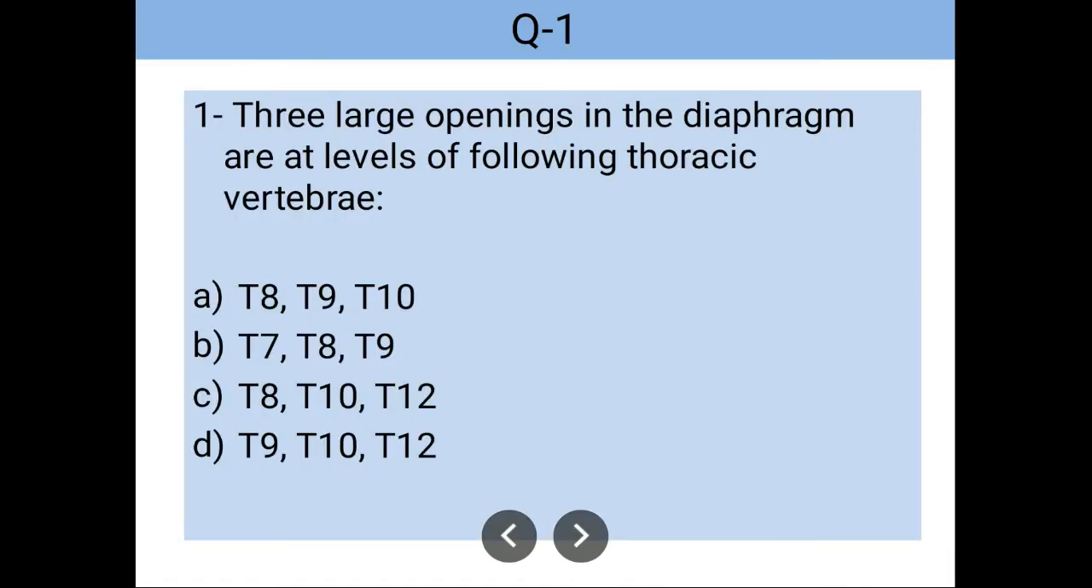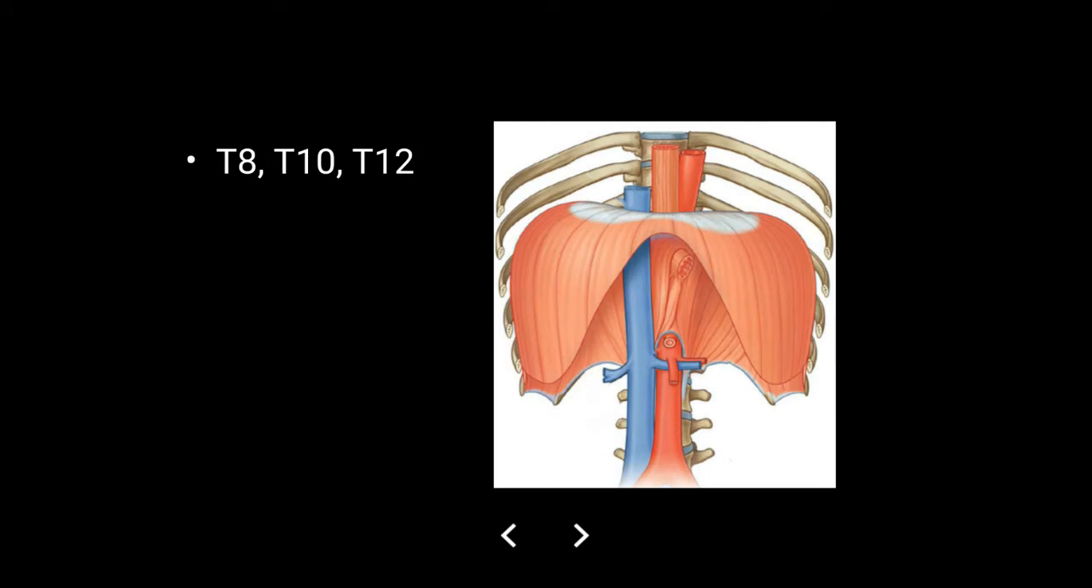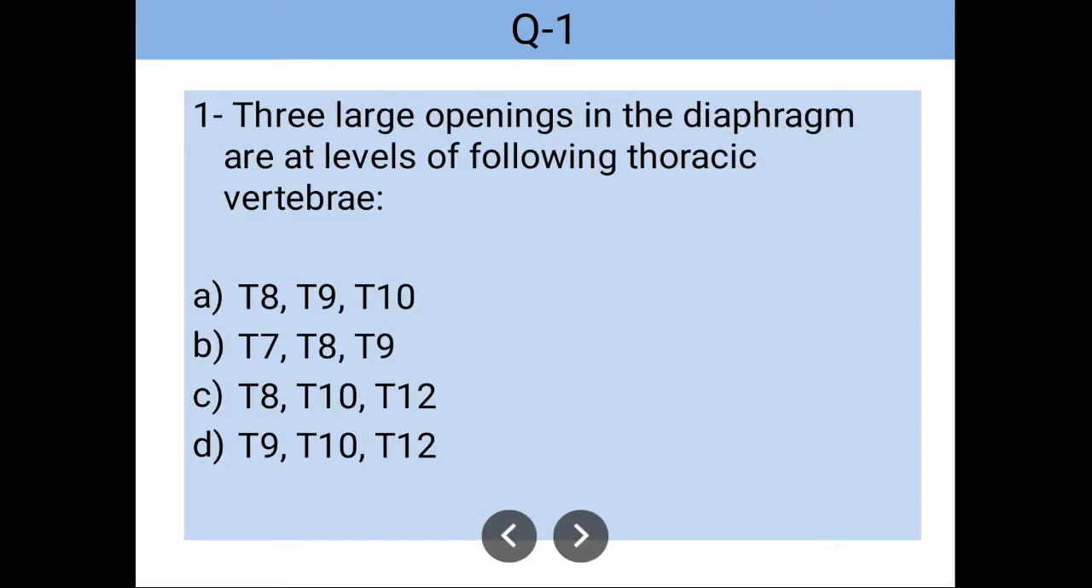Let's see the first question. Three large openings in the diaphragm are at levels of the following thoracic vertebrae. What are those three large openings? We have the opening for the inferior vena cava, for the esophagus, and for the abdominal aorta. So we have T8, T10, and T12 respectively. So the best answer here is C.